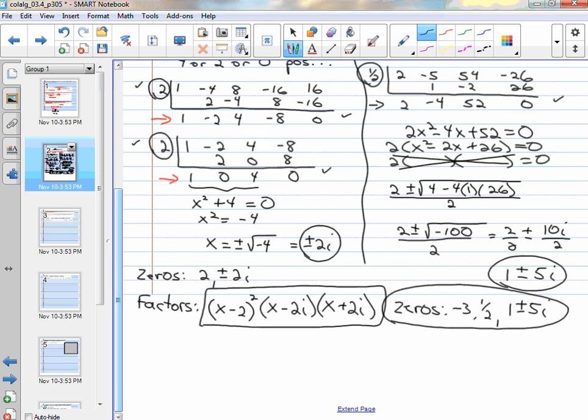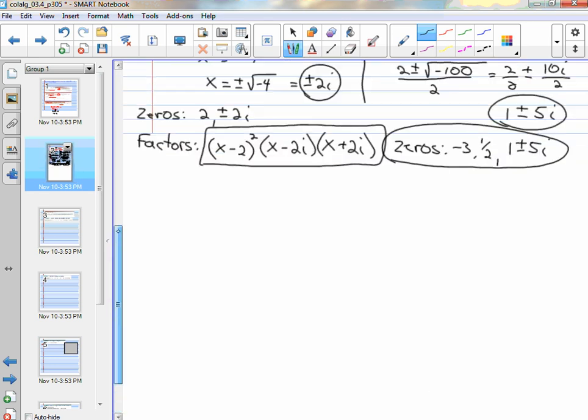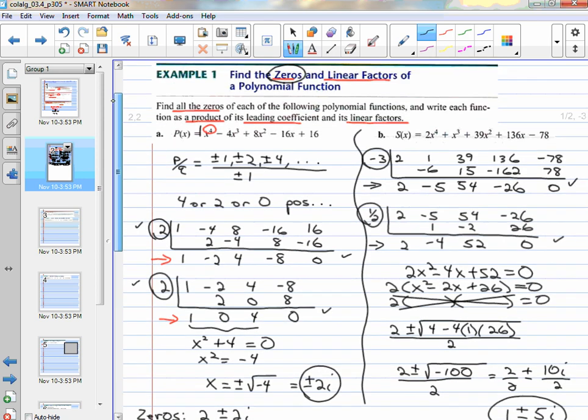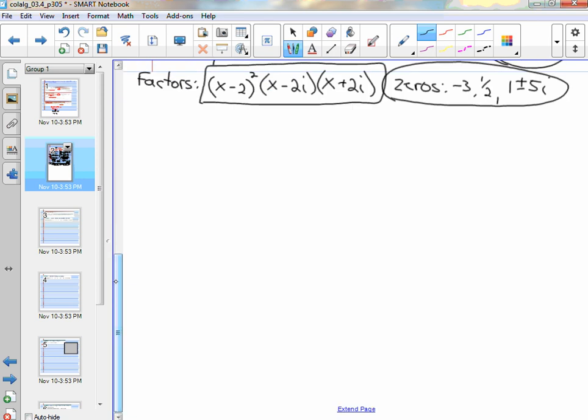Now they want the factors. Come back up here. Okay, now they want the factors. Give myself a little more room.